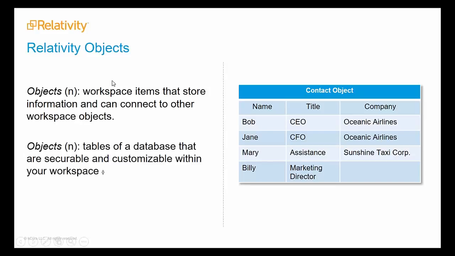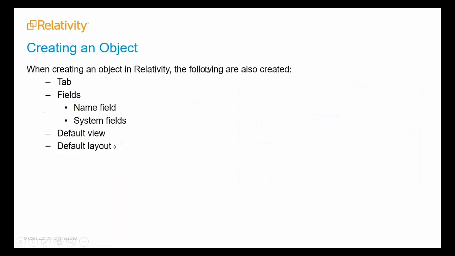When creating applications, you can also think of objects as tables of a database that are securable and customizable within your workspace. They store fields, use views to visualize data, and they use layouts to enter data. Each Relativity workspace already contains system objects such as document and OCR objects. We'll be creating a few dynamic objects from scratch in the webinar.